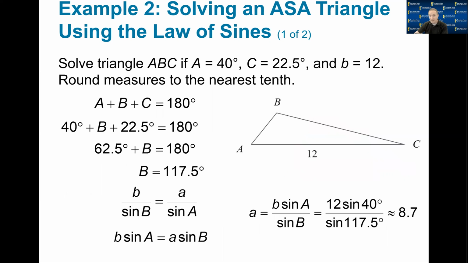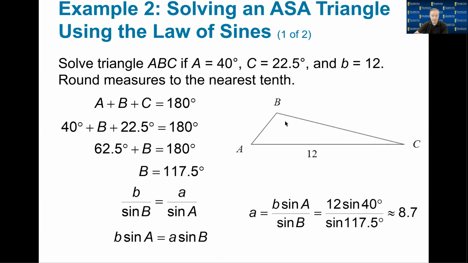Now, the angle-side-angle case, you still have two angles. So it's still a very, I don't want to say easy case, but it's the easier case of the law of sines. Because we can still say, since you know two angles, it's very quick and easy to find the third angle. In this case, we know that angle A was 40, angle C was 22.5.